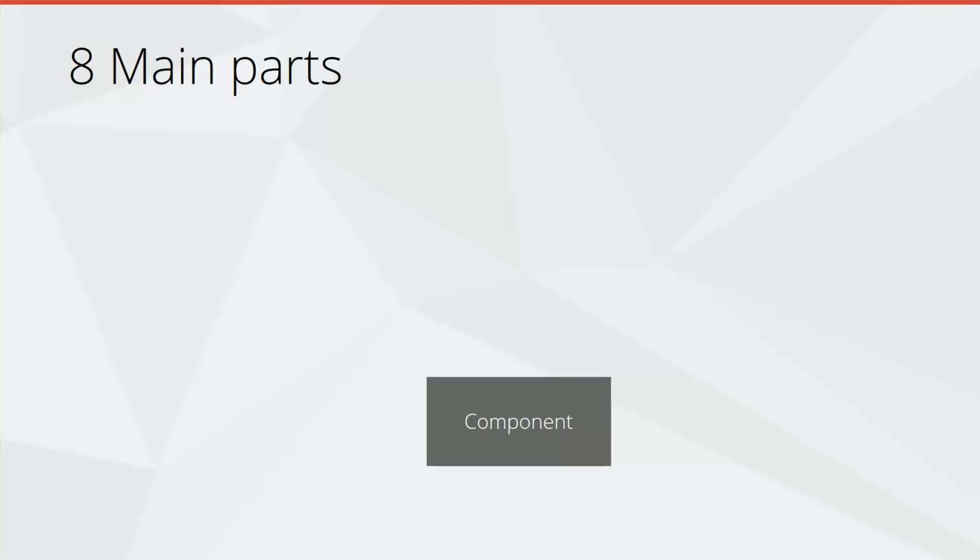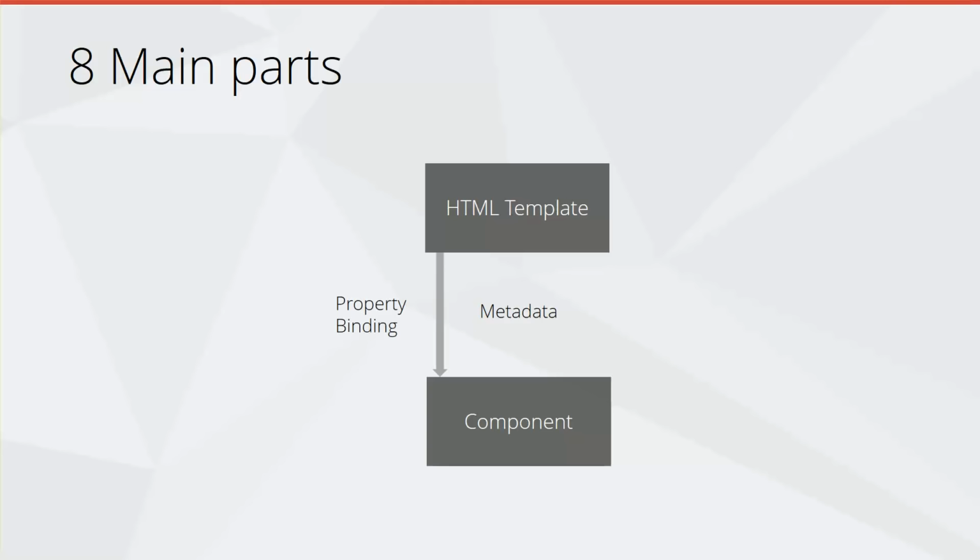So you have a component, and each component has to have a view. It has to have an HTML template. They're joined together, and you join them together with the metadata. Metadata is information that you give to Angular to say, hey, these parts are all related together. And you have binding, both property binding and event binding, between your template and your component.